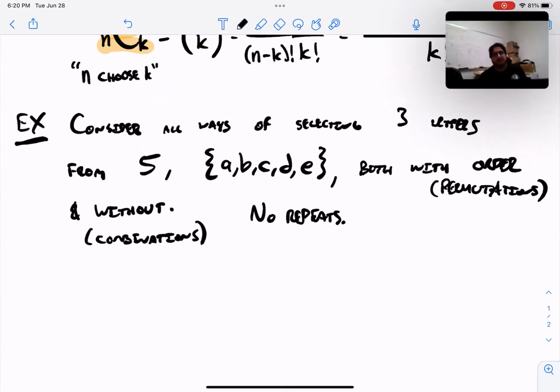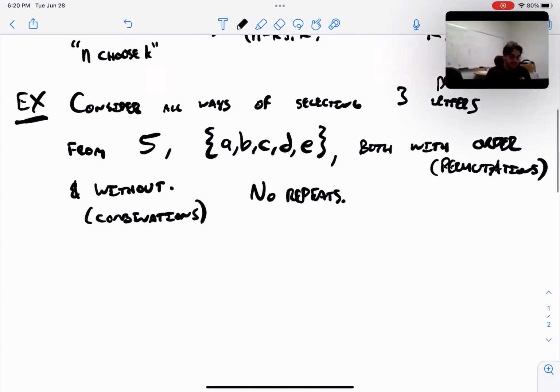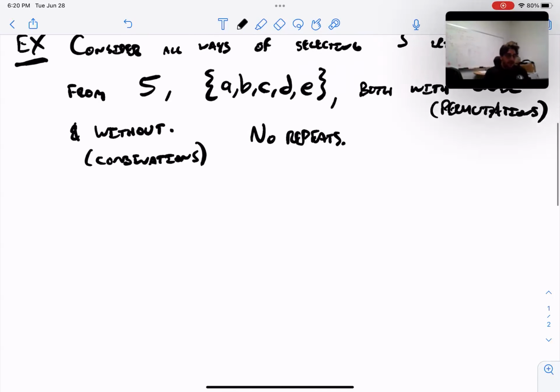In either case, no repeats. So I want 3 different letters, or another way to say it, 3 distinct letters. Sometimes that's how people say no repeats. I want to select 3 distinct letters from 5 options, A, B, C, D, E, both where order matters and where order does not matter. So let's think about the permutation side, 5P3.